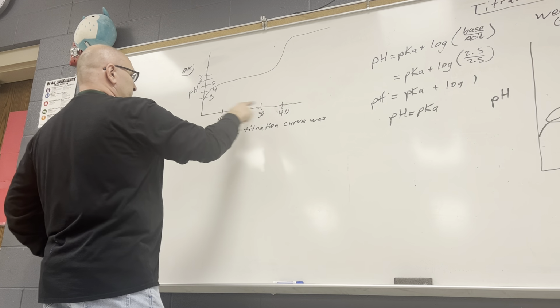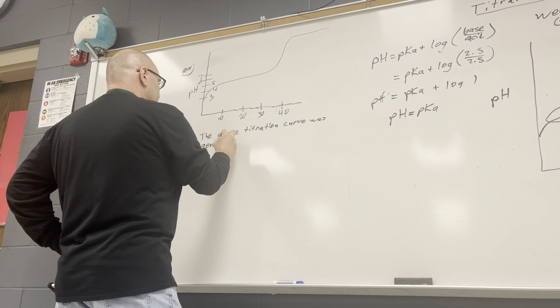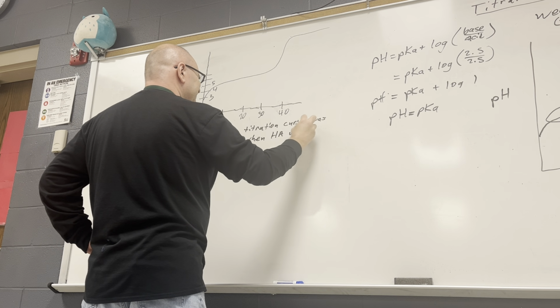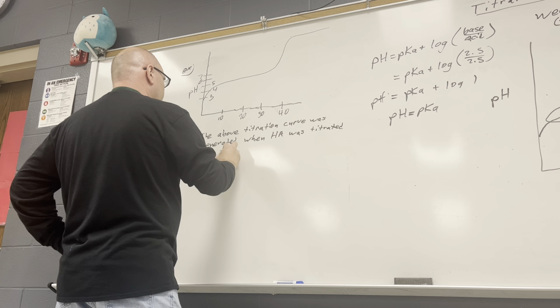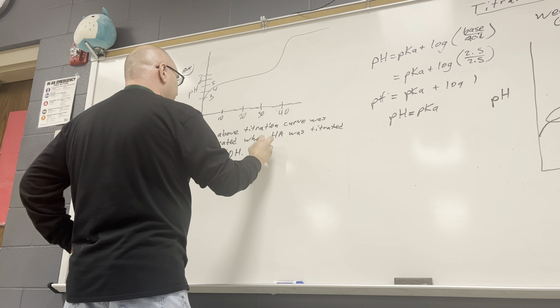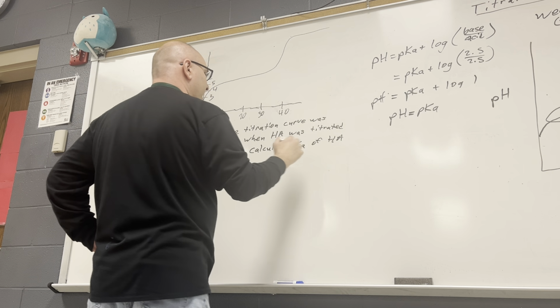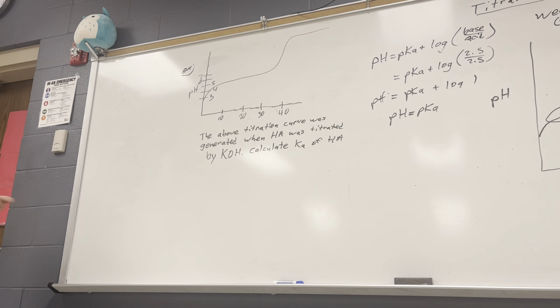And on the AP test, this would be a lot better drawn to scale than it is when I did this. And they would tell you it's a weak acid, but I didn't write that in there. So the above titration curve was generated when HA was titrated by KOH. Calculate the Ka of HA.